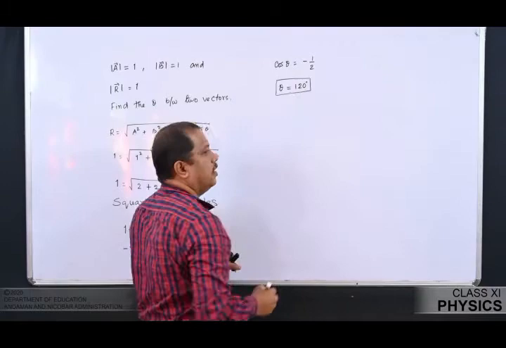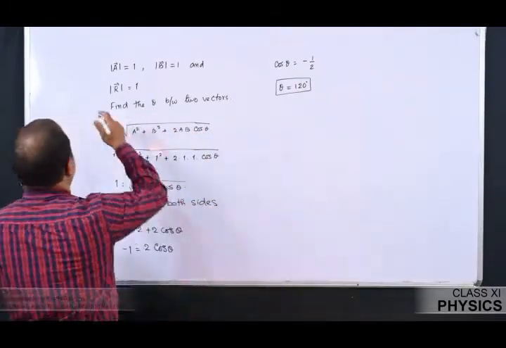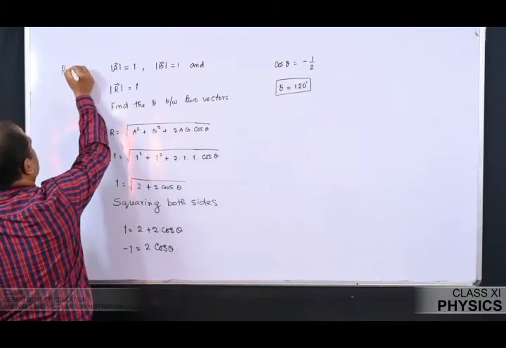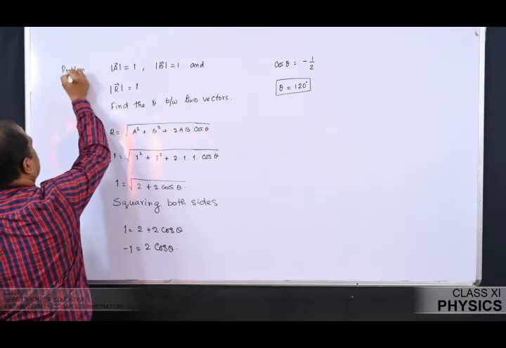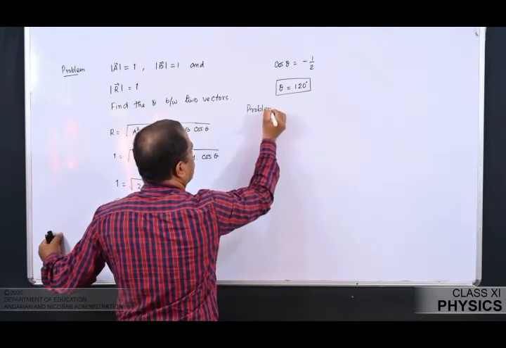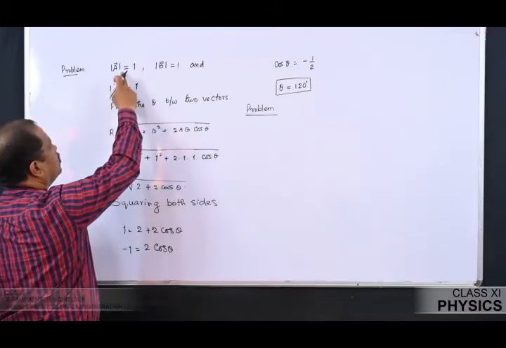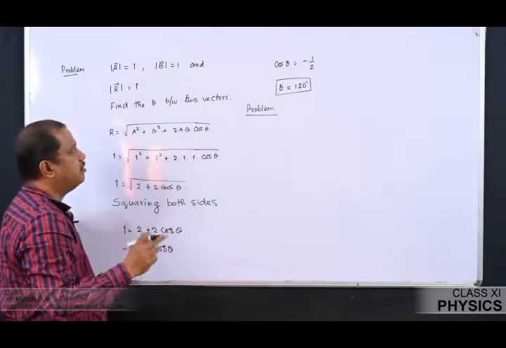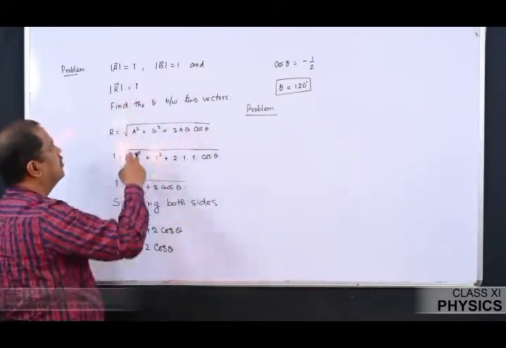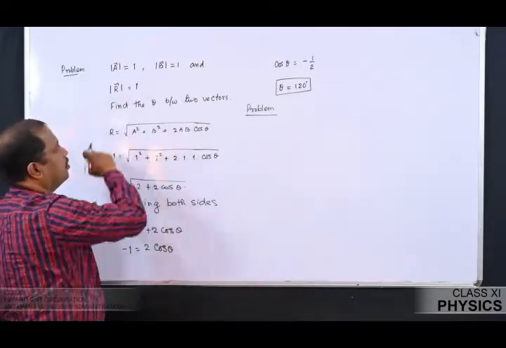This is an important result. Similarly, if the problem is extended like this, let us try to find. In the previous problem, I said that the magnitudes of the two vectors a and b are 1. That means a and b were unit vectors. The resultant vector also had a magnitude of a unit vector.